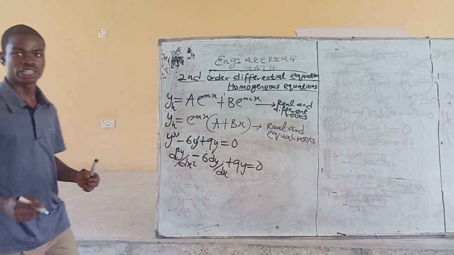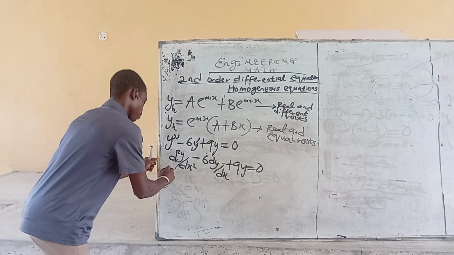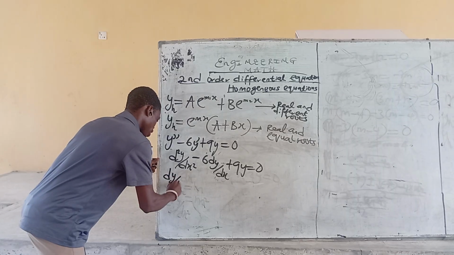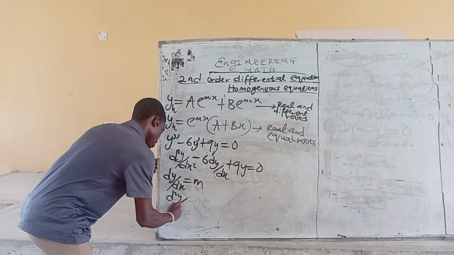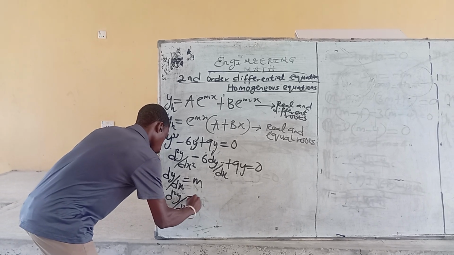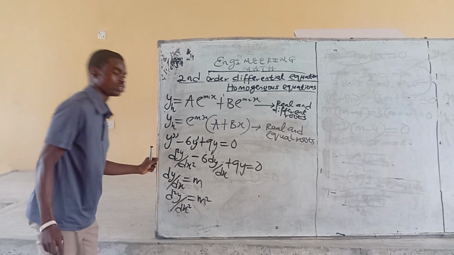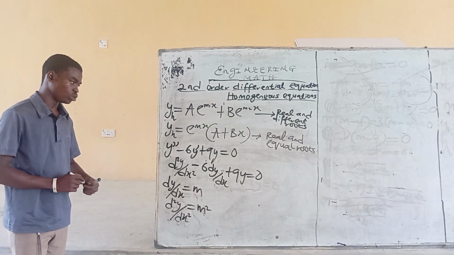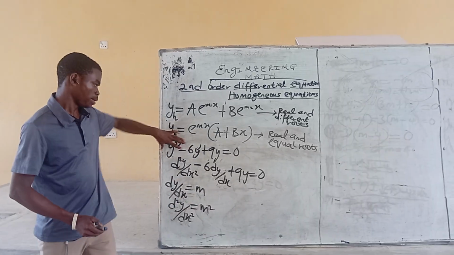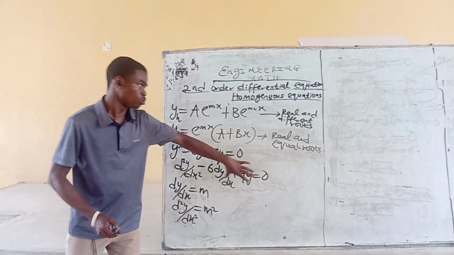The second step, what did I talk about for the second step? Now, taking dy over dx equals m, d squared y over dx squared equals what? m squared. This was the next stage. Now, what you are going to do is take this and put it into the equation.